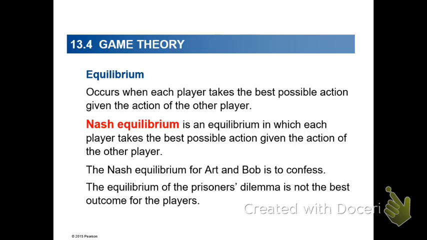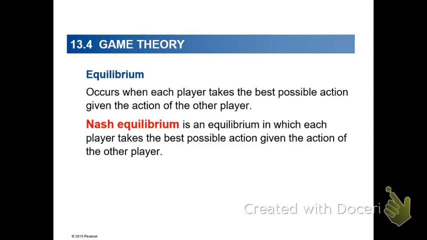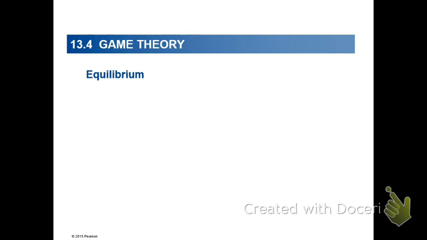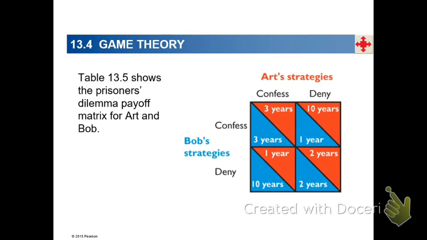This is amazing, right? Notice that this idea of Bob and Art to confess is not the best outcome, right? Let's go back to the table one more time. If Bob and Art both denied, they could have got 2 years and 2 years. But instead of that, as a result of their incentive to cheat, both of them confess and get a higher sentence.